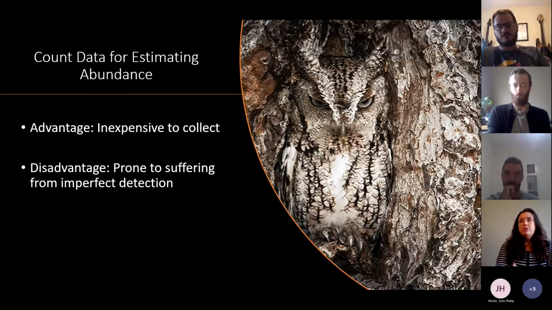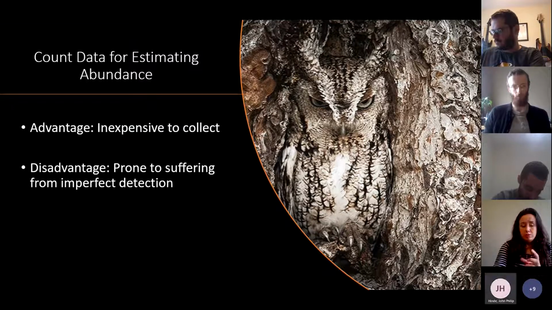Now, this is a really attractive method for collecting data because of how inexpensive it is to carry out when you compare it with some other methods of collecting data, some other more direct methods that involve trapping and things like that. So it's really an attractive method, but it does have one major drawback, and that is an issue that is called imperfect detection.